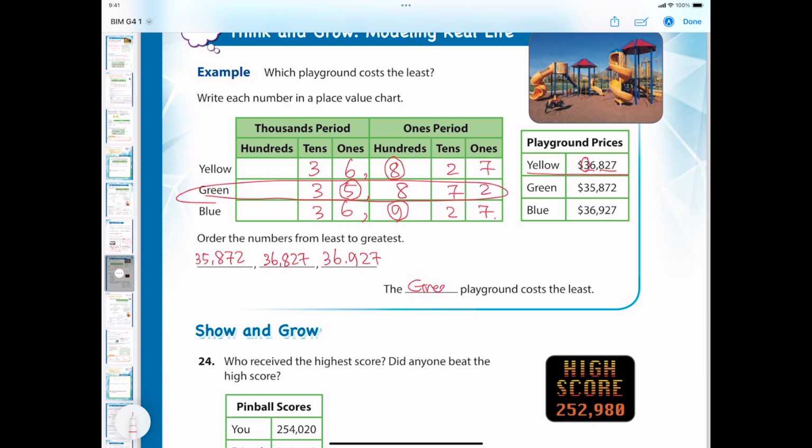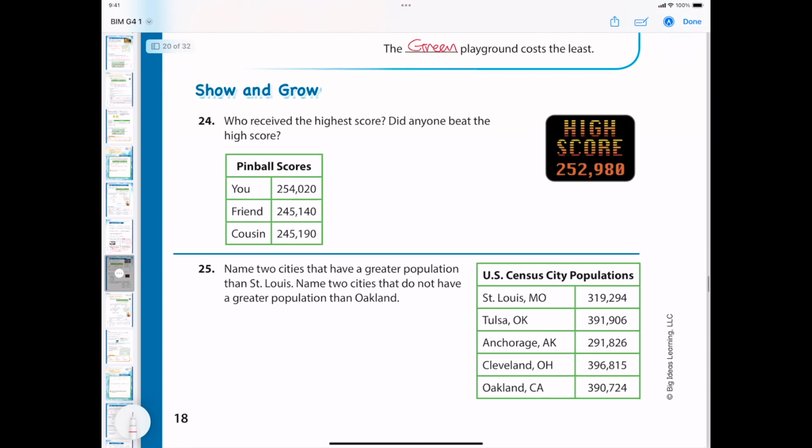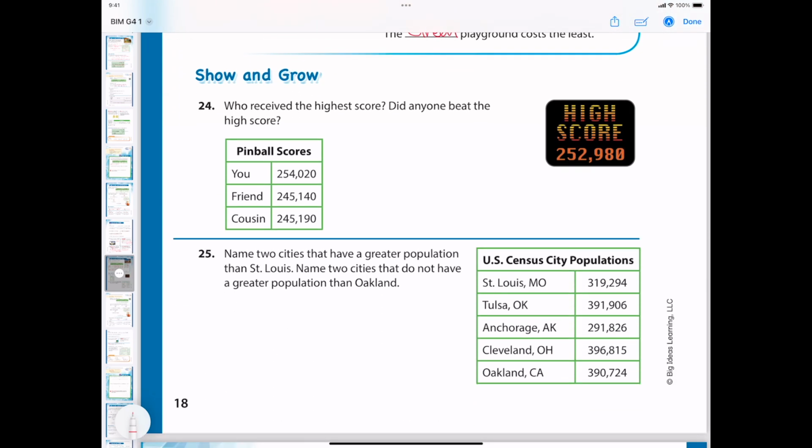Number 24. Who received the highest score? Did anyone beat the high score? We'll see. High score is what? 252,980. I'm going to write it in here. Okay, let's compare. 200,000. Same. What about tens? 5 tens, 4 tens, 4 tens. So your friend or your cousins are not going to beat this high score.